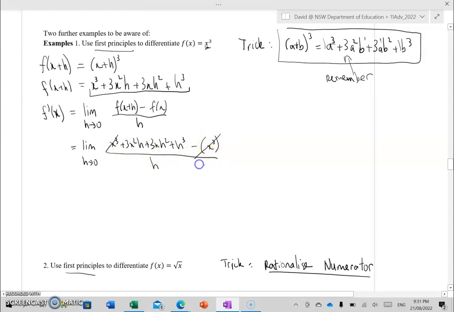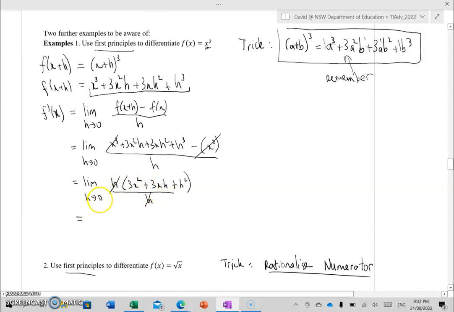Note the x cubed and the minus x cubed will cancel. So we'll get limit as h goes to 0. And remember, at the next step we factor out an h from the numerator. So let's factor out an h. What's left for the first term is 3x squared. For this bit we're going to have 3xh. And because I've taken a factor of h out, the last term is going to be h squared. Over h, we can cancel out those h's. Now that I've gotten rid of the h on the denominator, I can essentially substitute in the 0 to work out the limit.